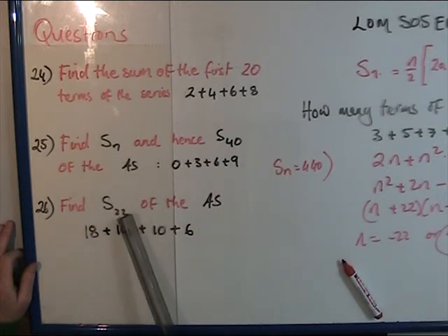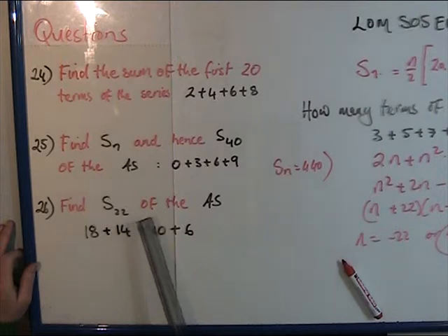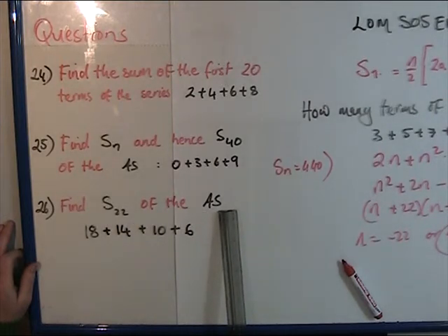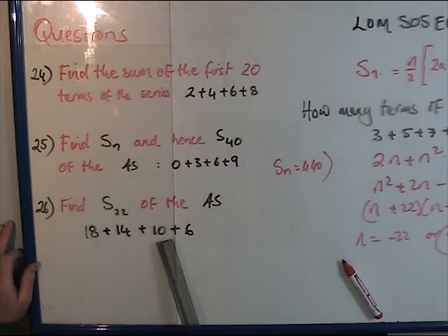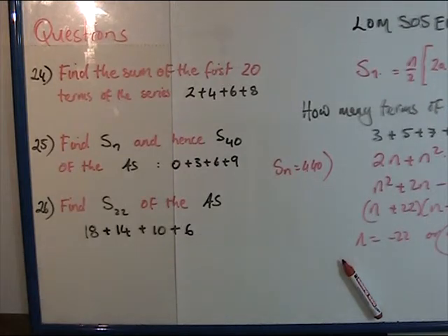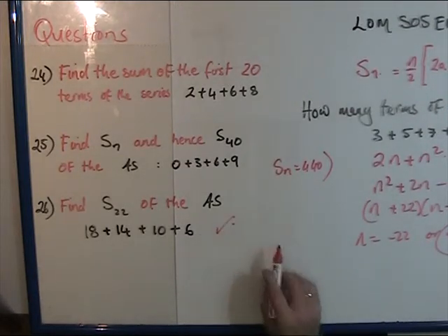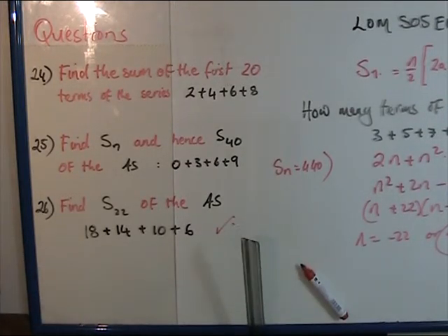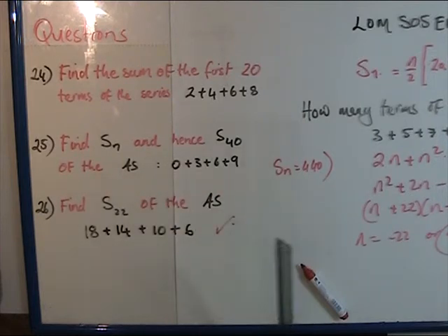Find the s of n of 22 of the arithmetic sequence here of 18, 14, 10. A is 18. The difference is minus 4. Now that's the first one with a minus in it. This is a good one to get correct. So I don't see any problems here.